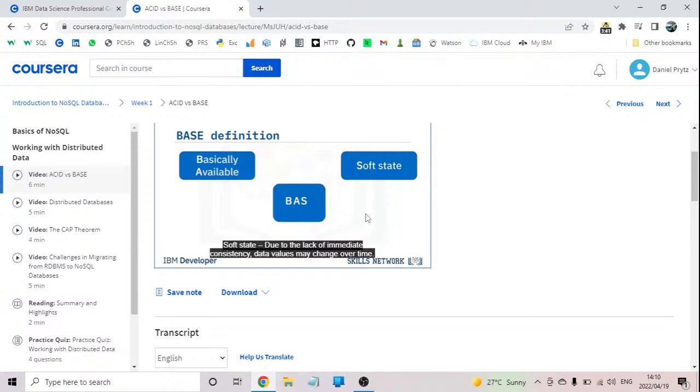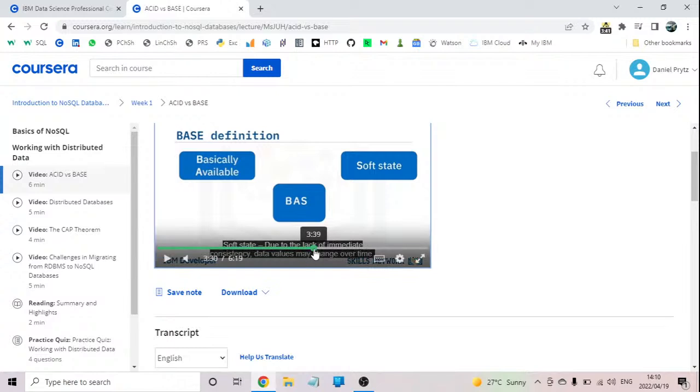Okay. And then for soft state, due to the lack of immediate consistency, data values may change over time.